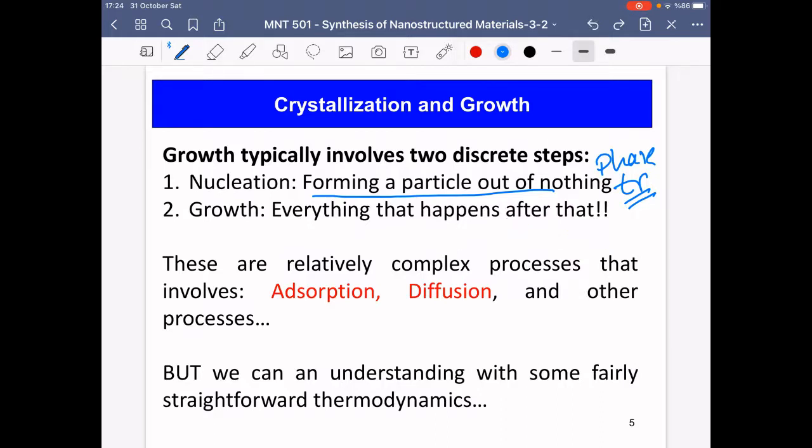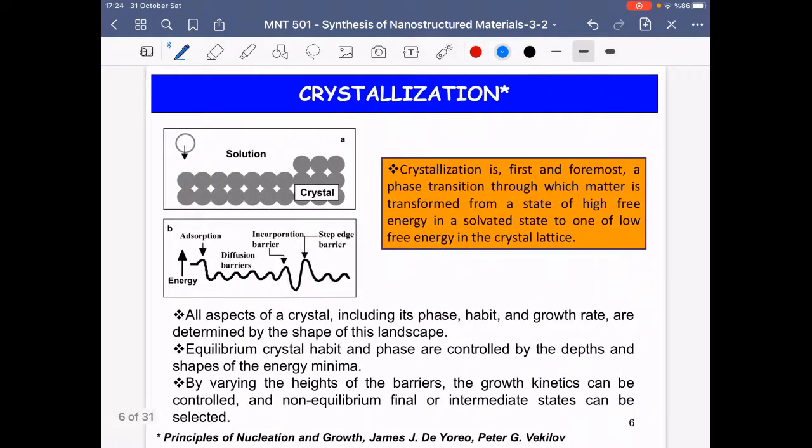And growth is everything that happens after that. Okay, how my nuclei grow, in what environment, at what temperature, and so on. So if we control these nucleation and growth processes, then we'll end up controlling our nanoparticles. These are relatively complex processes that involve adsorption, diffusion, and other processes, but we can have an understanding with some fairly straightforward thermodynamics, which I will try to mention to you today. Crystallization is another important phenomenon.